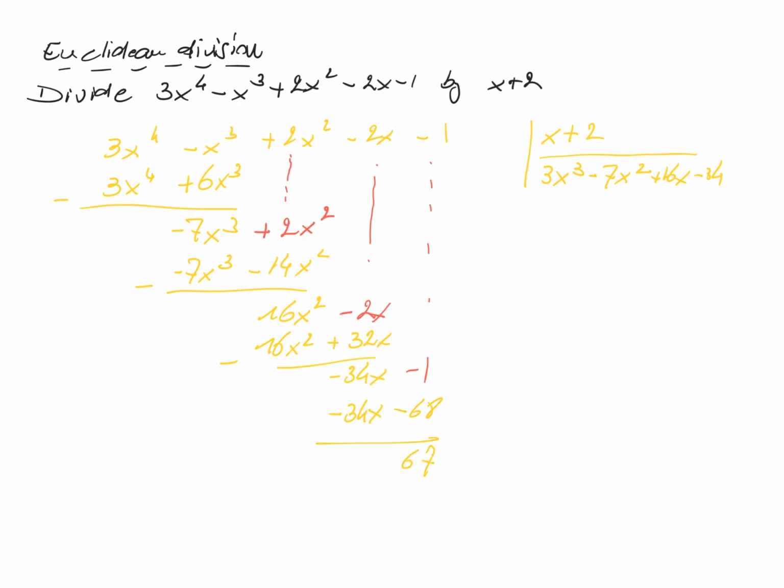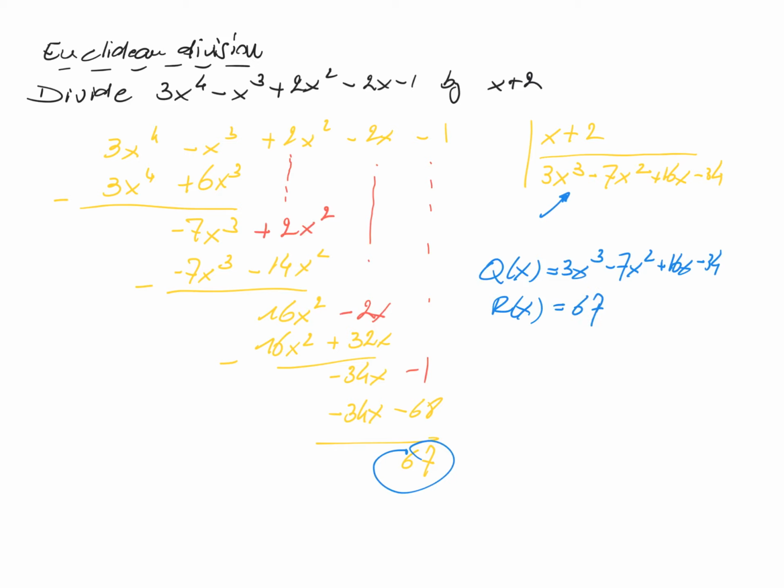So what we did is we divided 3x to the power 4 minus x to the power 3 plus 2x squared minus 2x minus 1 by x plus 2. We obtained a quotient, so here q of x is the term that we obtained by dividing. This is 3x to the power 3 minus 7x to the power 2 plus 16x minus 34. And then the remainder, this is what remains after division, which is 67.